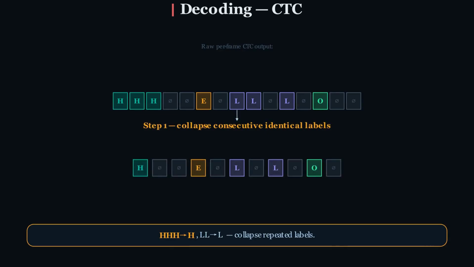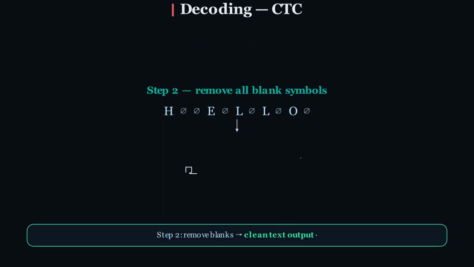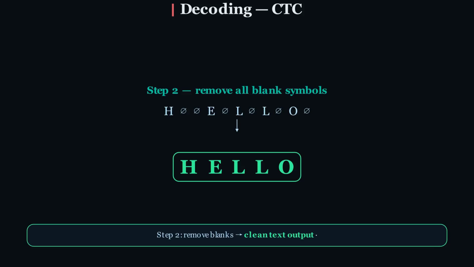First, collapse any consecutive run of identical labels into one. 3 H frames become 1 H. 2 L frames become 1 L. Second, remove all blank symbols. What remains is the clean decoded text, hello.